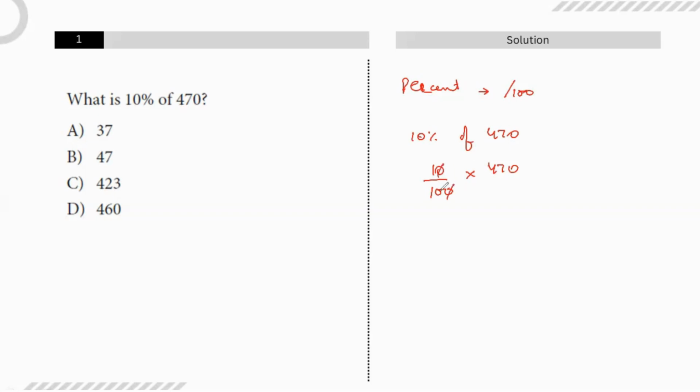So 0 gets cancelled here, 0 gets cancelled here. So as simple, it will be 47. That will be the answer. Option B being the correct one here.